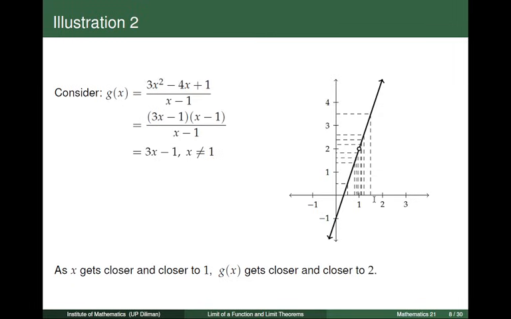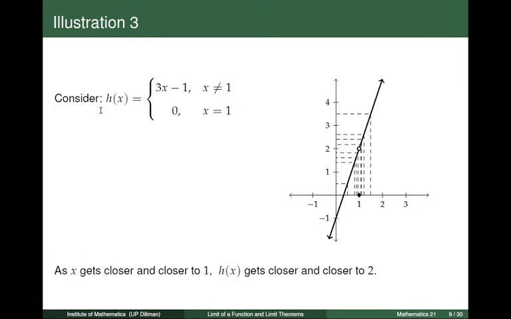So in fact, we can use the table of values that we have used for f and plot the same points. We will have the same points, because f and g are similar. The graphs of those two functions are similar, except that for the graph of g, we have a hole in the line at x equals 1. So for this function g, we also get the conclusion that as x gets closer and closer to 1, g of x gets closer and closer to 2.